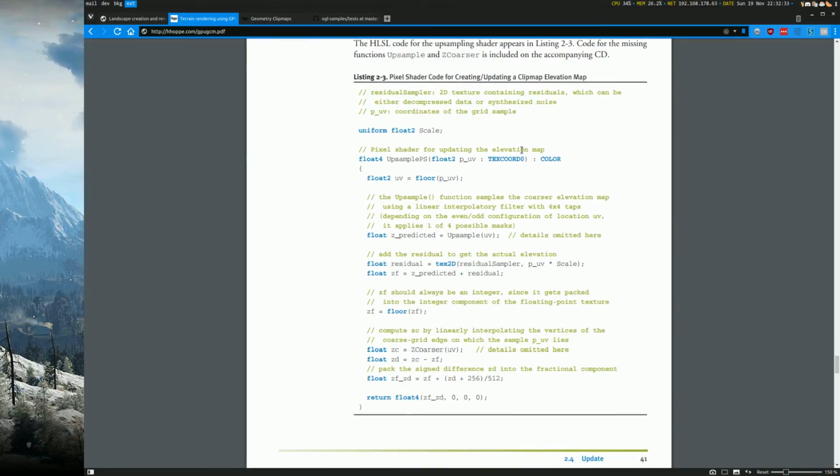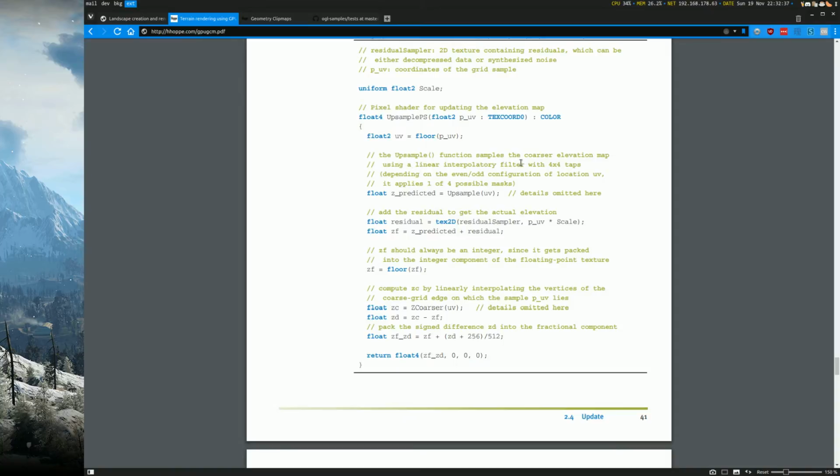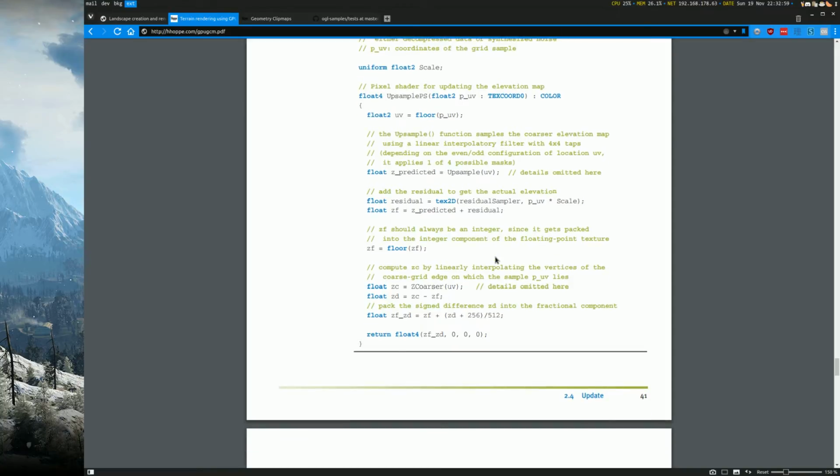Okay, so I have some code here. The upsample function samples the coarser elevation map using a linear interpolatory filter with 4x4 taps. Details omitted here. Okay, and then they add the residual, which is just a texture of stuff.